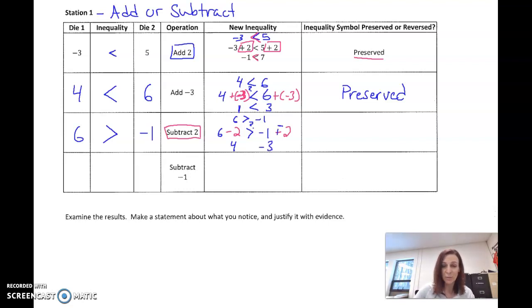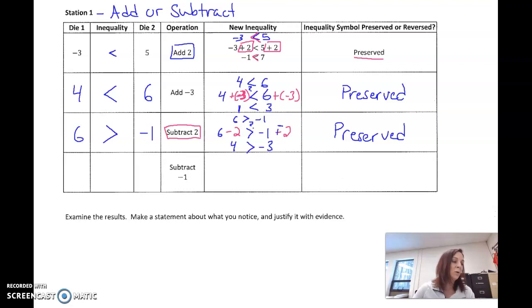So think of the number line. Is 4 greater than negative 3? Yes, it is. So 6 is greater than negative 1. I subtracted 2 from each side, and I get 4 is greater than negative 3. That inequality symbol is preserved. It stays the same. And I know you might be thinking, but isn't it always going to be the same? We'll get there. One more.